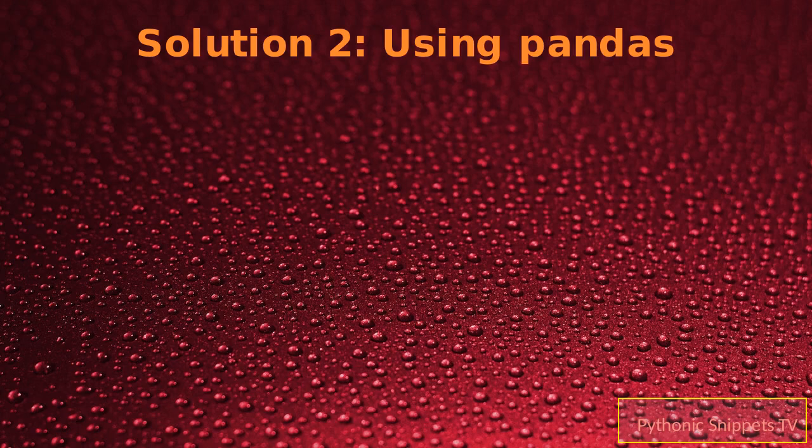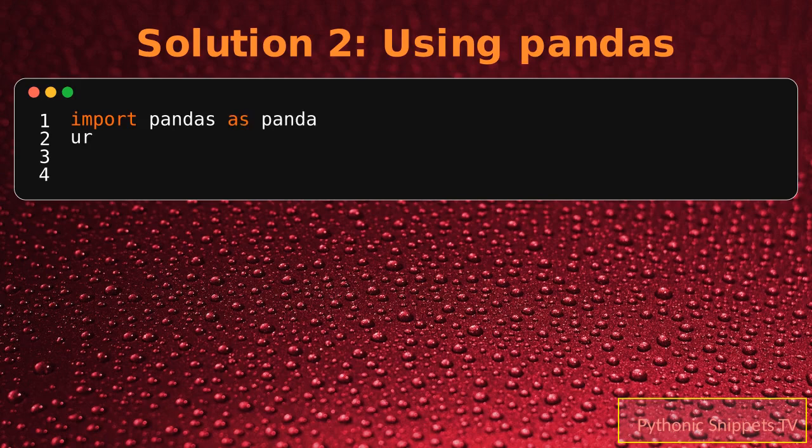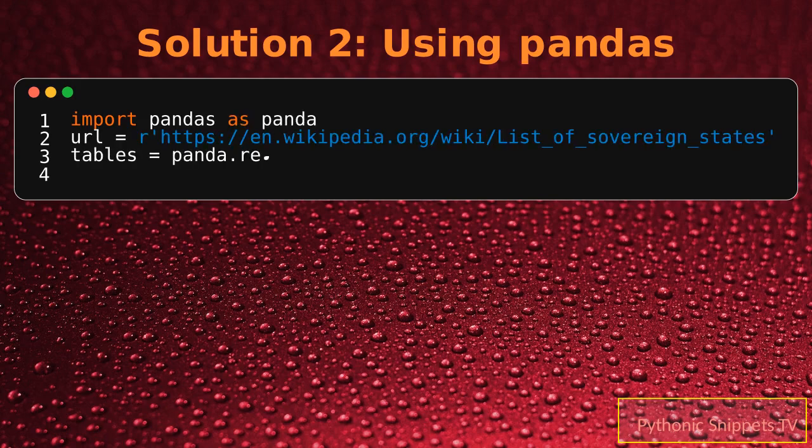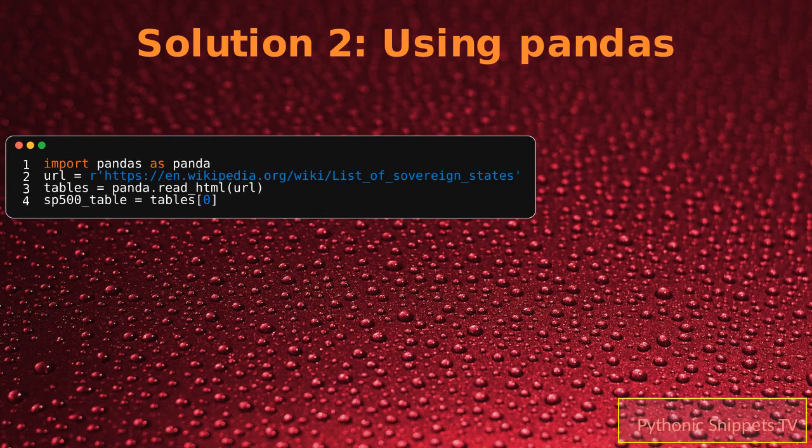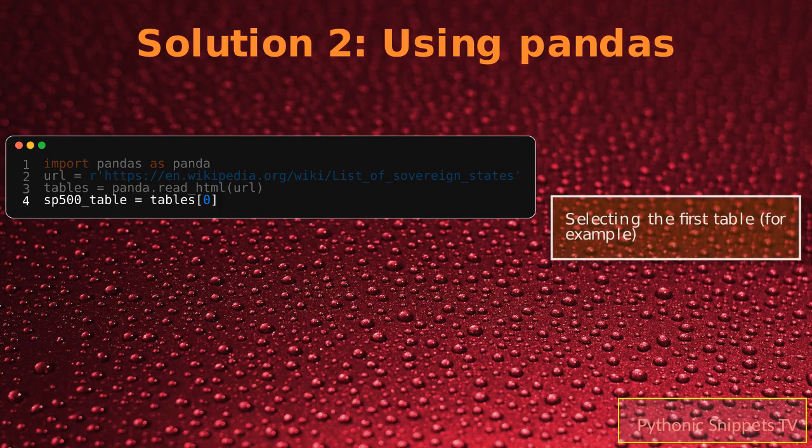Solution 2. Using pandas. Use a library to parse the HTML, something like this. Selecting the first table, for example.